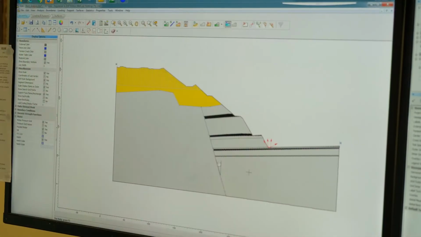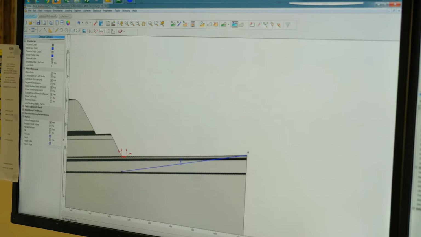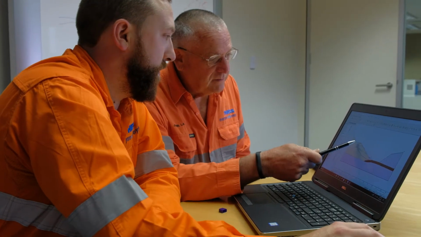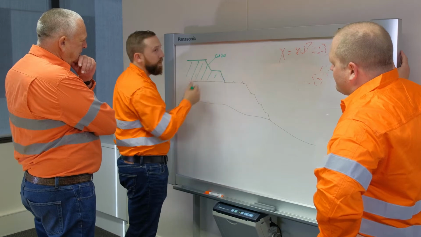Build and run stability models to determine the potential for slope failure. The type and level of detail required will be driven by the potential failure modes, failure mechanisms, and consequences of failure.